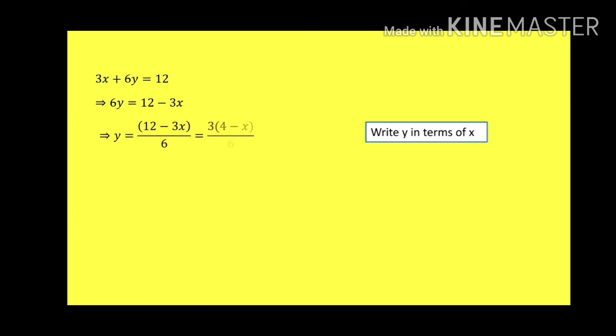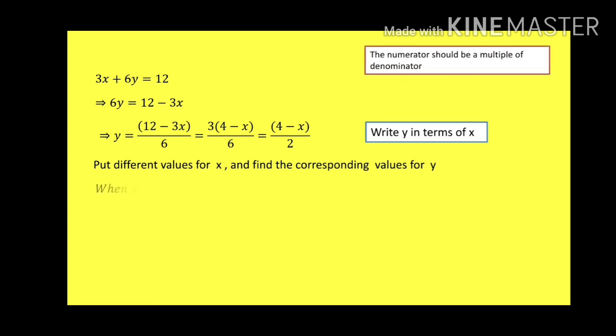Now for the next equation, the same way we can proceed. Write y in terms of x. So we get a fractional value, that is (4 minus x) by 2. We have to make sure that the numerator is a multiple of the denominator. So when x equals 0, the numerator becomes 4 minus 0, that is 4. So 4 by 2 is 2.